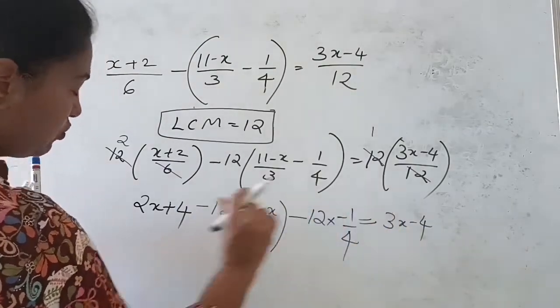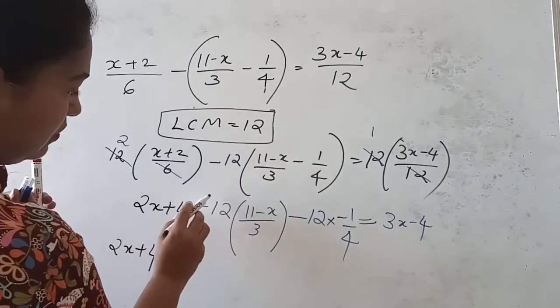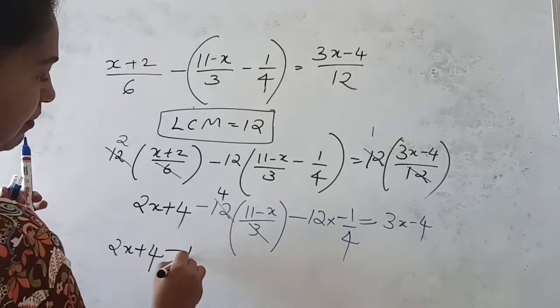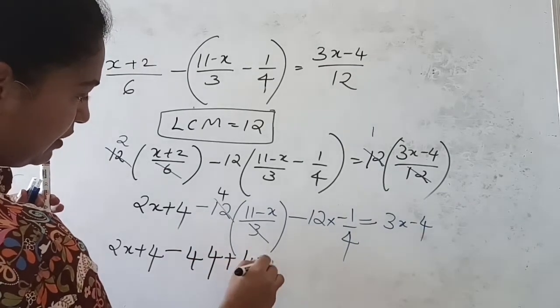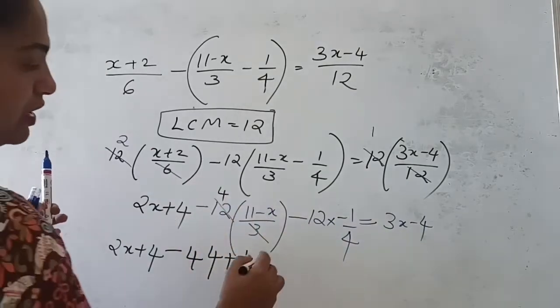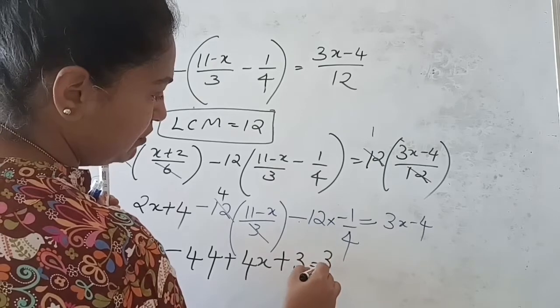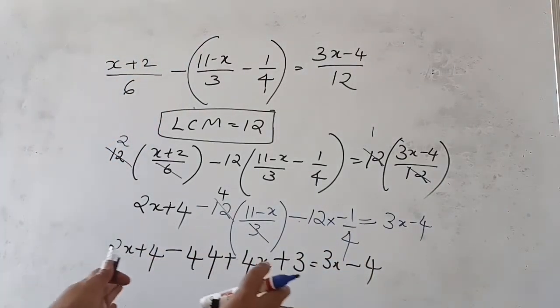My opening of brackets is not over. So 2x plus 4. Now I have a single denominator here. 4 minus 44 plus 4x, because it is a minus 4 into minus x. Minus 12 into minus 1 by 4 should give me a plus 3 is equal to 3x minus 4. So what is my next step? Now all the brackets have been removed.